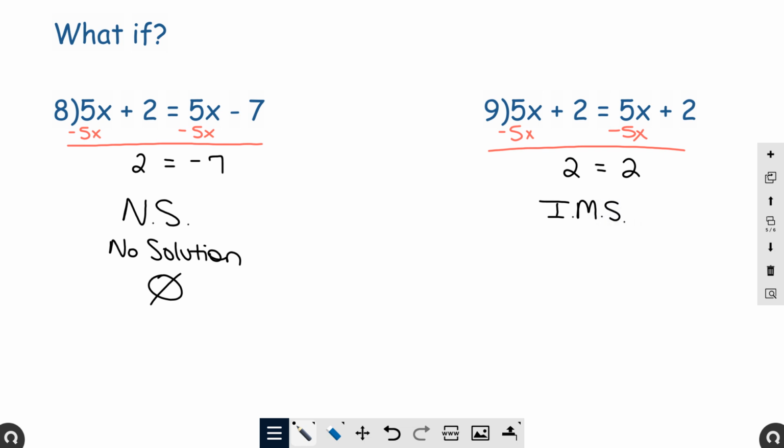Does anybody remember what that stands for? Good. Infinitely many solutions. If you like a super shortcut way to write it, what symbol do you think means infinitely many solutions? Y'all are drawing it out. Yep, that infinity symbol. So if you don't want to write IMS, you can put the infinity symbol, and that means the same thing.